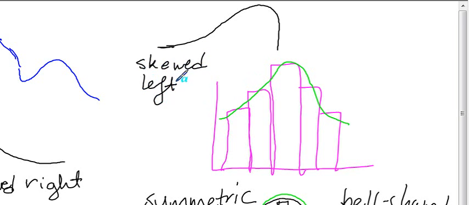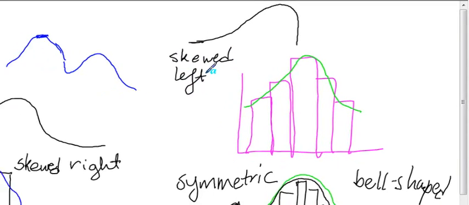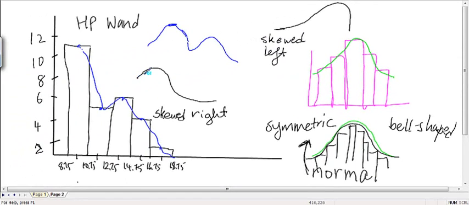Okay. So we have three ways of describing the shape of a histogram or the shape of a distribution curve.